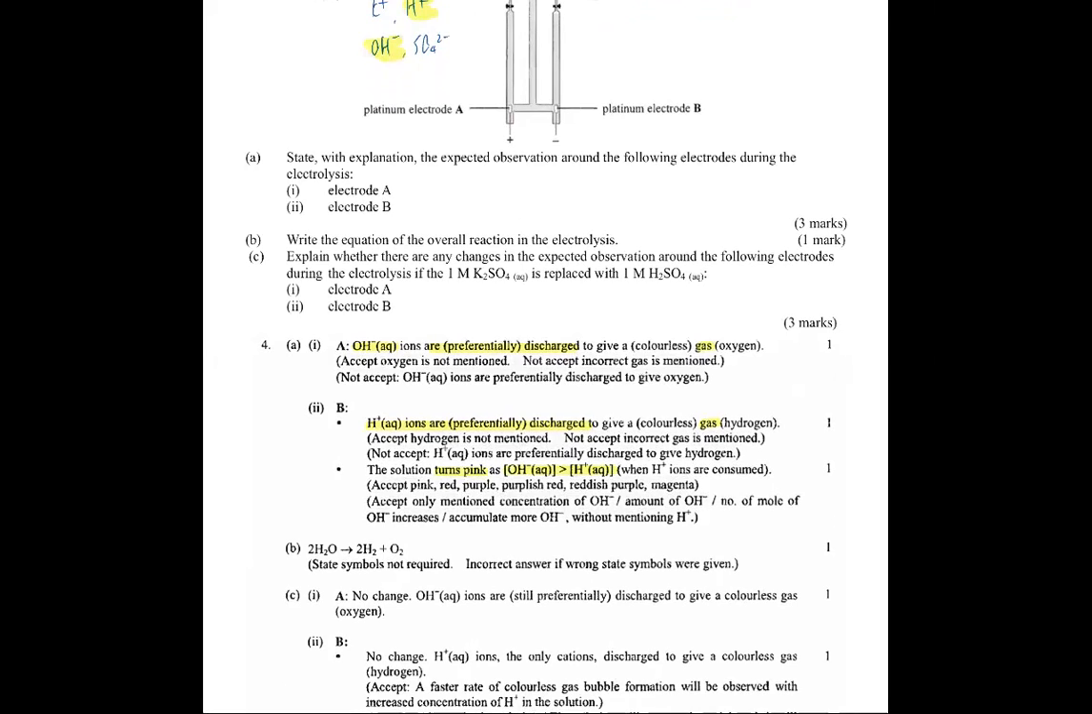Okay, and then the next one, write the equation for the overall reaction. So at electrode A, that's the hydroxide turning to oxygen. At electrode B, that's hydrogen ion turning into hydrogen gas. And then if you combine the 2 equations, you will get this one.